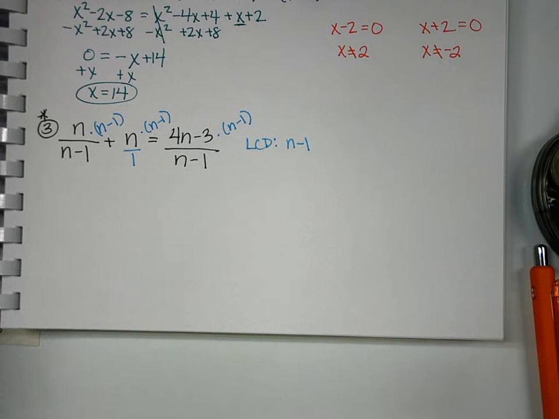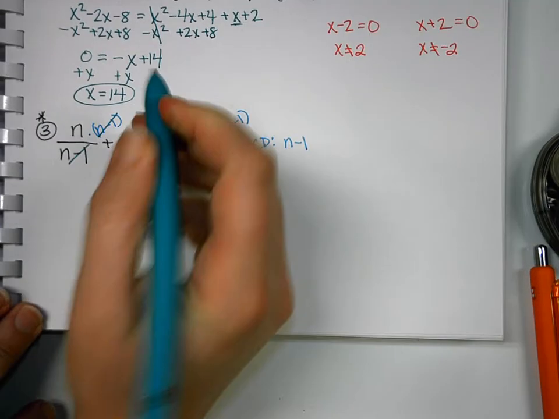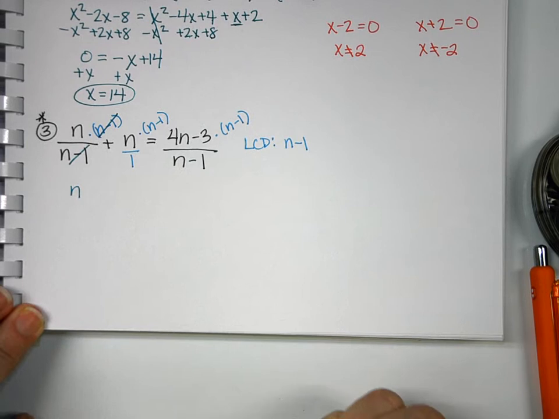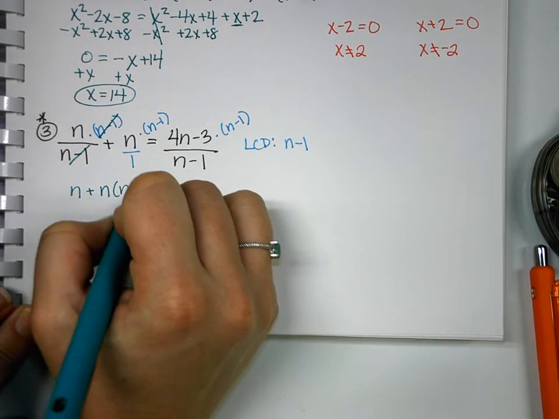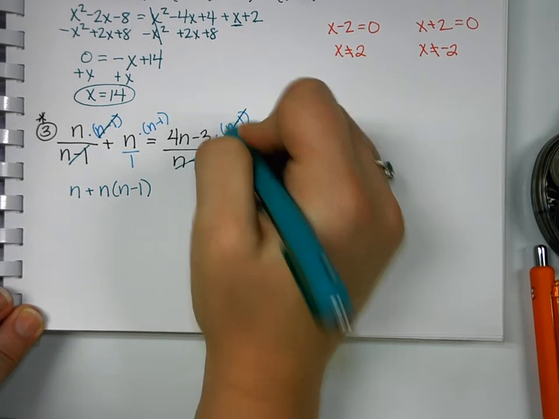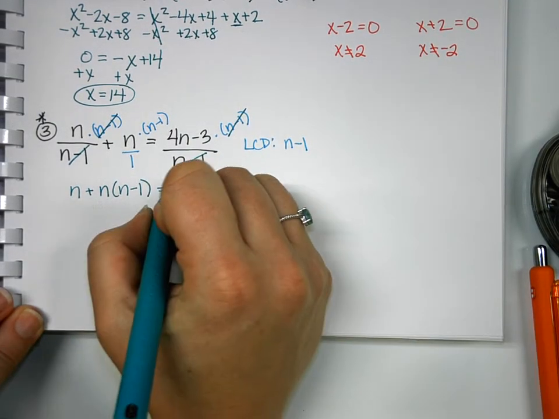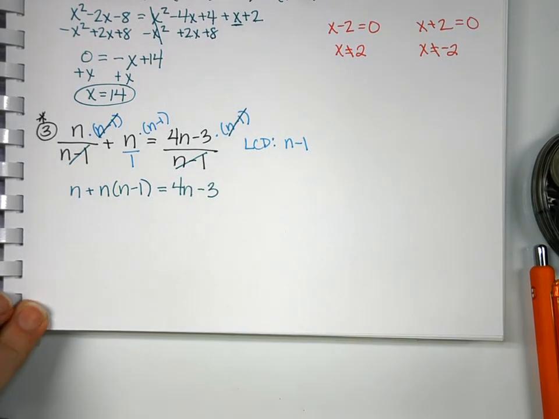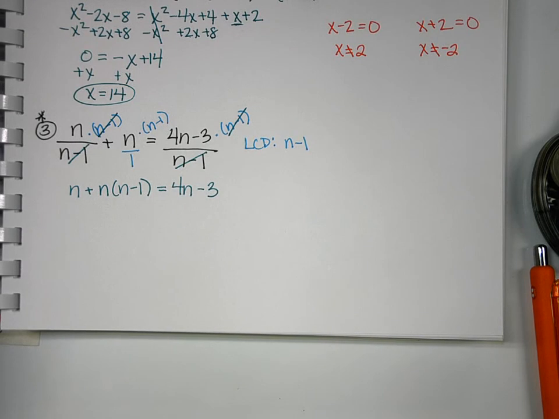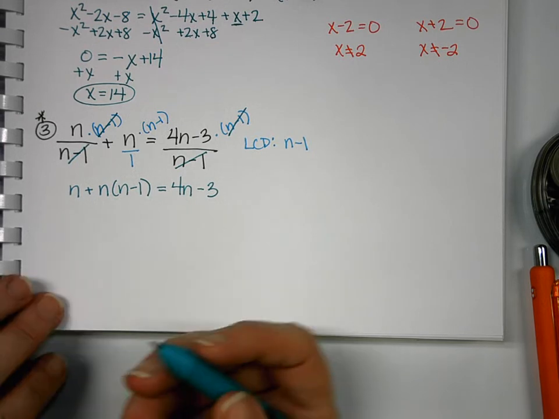So when I do that, I'll have my denominator cancel, leaving me with just an n. Here there was nothing to cancel, so it'll be n times n minus 1. And over here at the very end on the right, the denominator will cancel, leaving us with just 4n minus 3. So again, we've multiplied by the LCD to get rid of all of our denominators. So just like the last one, I'm now going to multiply and combine like terms so that I can try to figure out what n is.